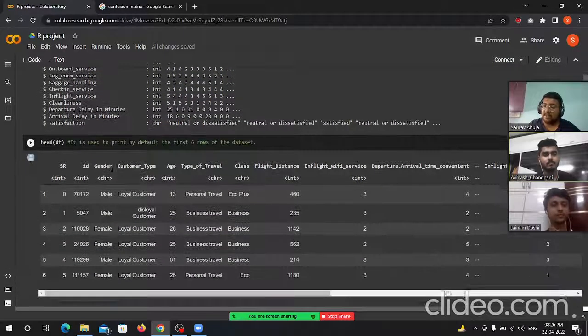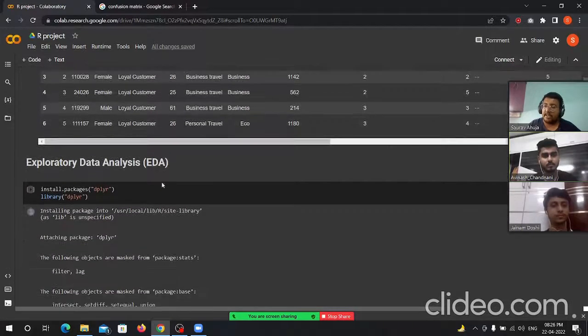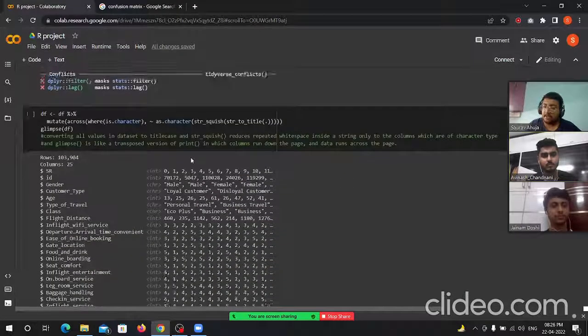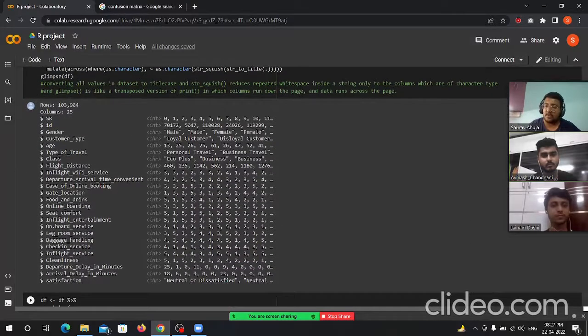Now we get a glimpse of the data by using the head command, and now we perform the EDA over the data, and to perform it we install multiple packages. Now first we convert all the values in the data set to title case and remove the extra spaces that are present between the data, and we get a glimpse of the data that is as follows.